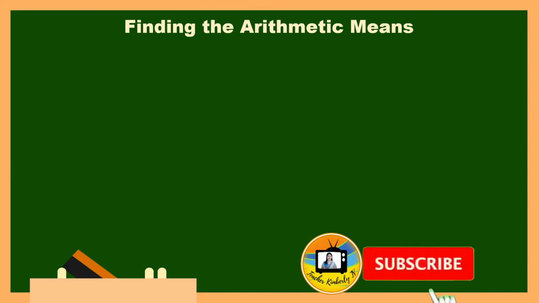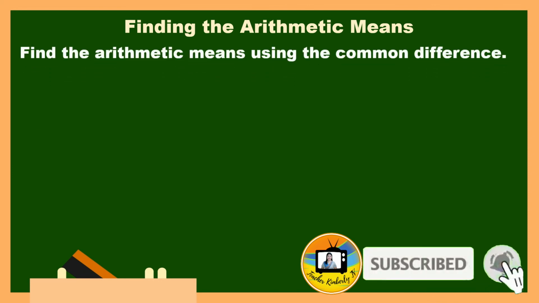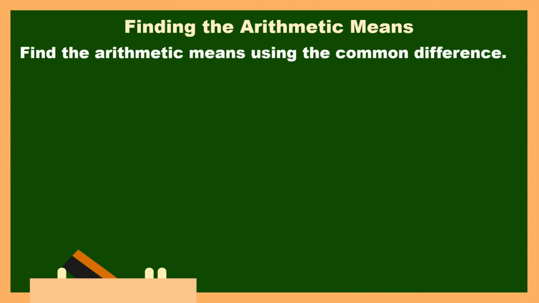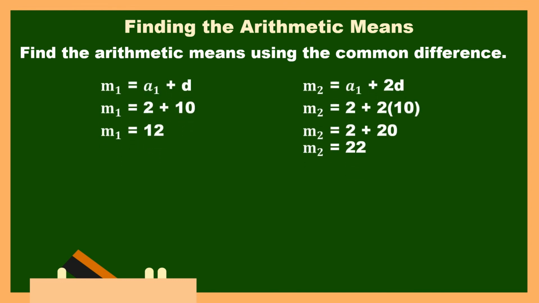At dahil nakuha na natin ang value ng ating common difference, we can now find the arithmetic means. So, for m sub 1 is equal to a sub 1 plus d. Substitute the value of the first term and common difference, kaya magiging m sub 1 equals 2 plus 10. And 2 plus 10 equals 12. And 12 is the first arithmetic mean or the m sub 1.